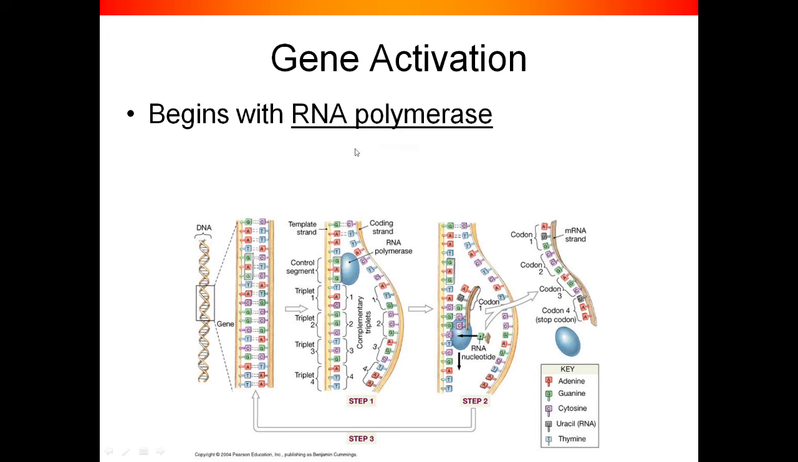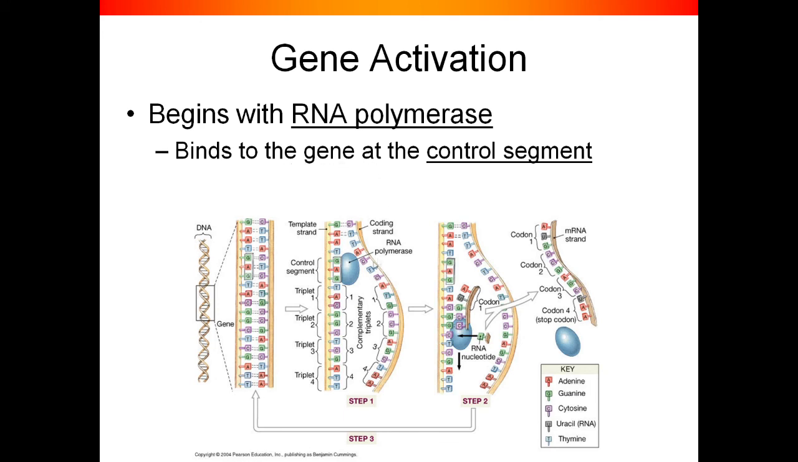So the RNA polymerase comes in, binds to the gene at the control segment or the start segment, the start codon. Right. Binds to it there, and what it's going to do is unzip the DNA strand, separate the two nucleic acids in order to access the triplet codes or the codons. And what the RNA polymerase is going to do next is make a copy of the DNA strand.